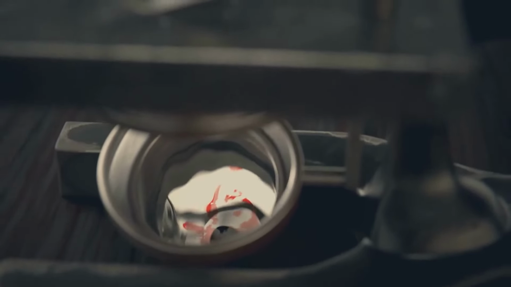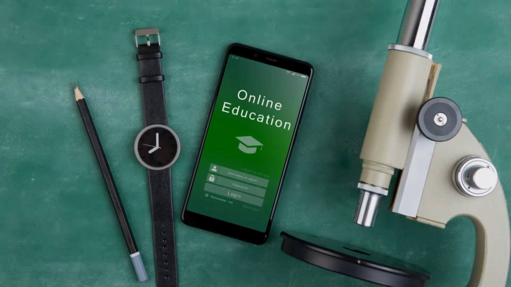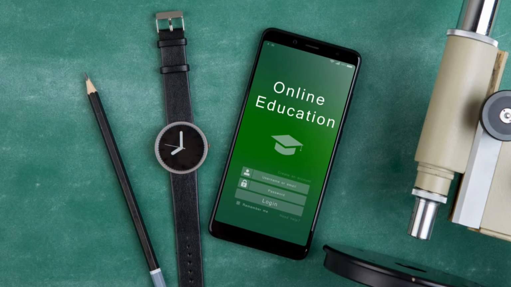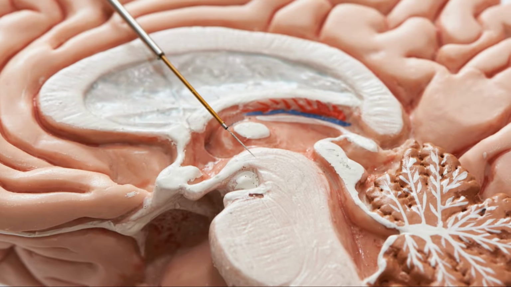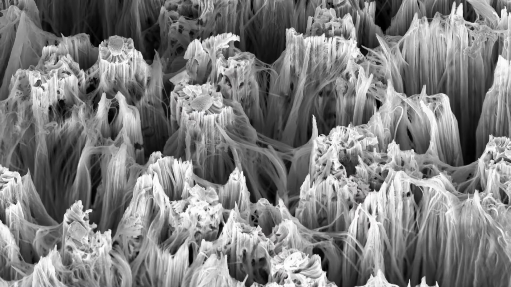At the heart of STM is a tiny, sharp tip. This tip is brought incredibly close to the sample. A voltage is applied, and electrons start tunneling. This tunneling current is key to STM's magic. We can create a topographical map with atomic resolution.